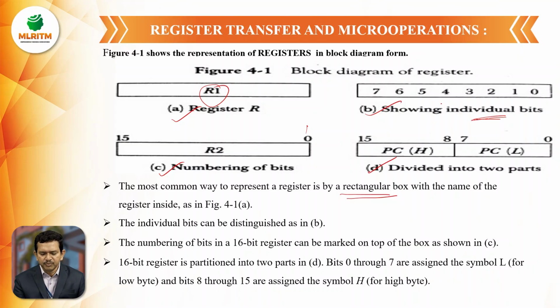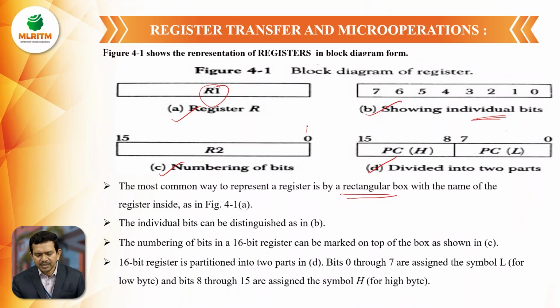Here, if you see the difference between B and C, B gives all the bits in the register, that is 0, 1, 2, 3, 4, 5, 6 and 7. In C, they represent only from 0 to 15, which means in C they are telling the range. In B, they are giving each and every bit of information in the register, that is 0, 1, 2, 3, 4, 5, 6 and 7.